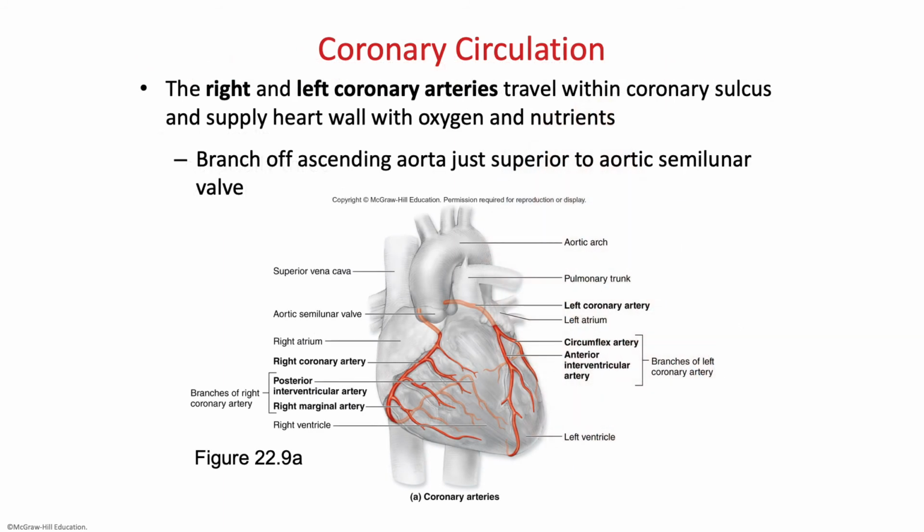The heart itself needs blood and oxygen to function. So your coronary circulation refers to right and left arteries that travel within the coronary sulcus, or groove, and supply the heart wall with oxygen and nutrients. They will branch off the ascending aorta just superior to your aortic semilunar valve, and you can see those listed there.